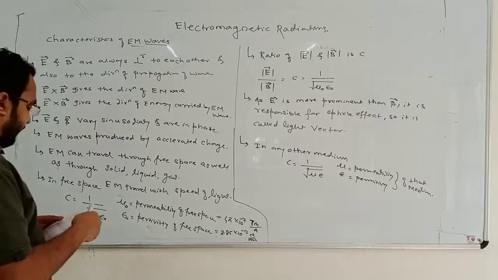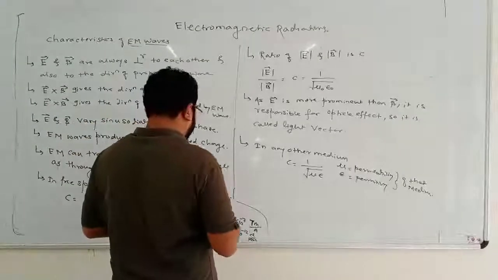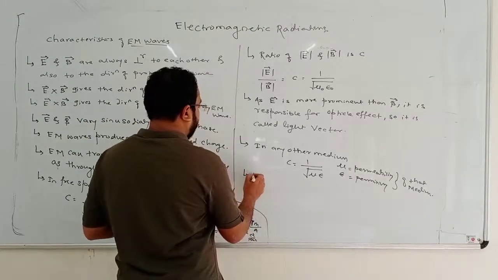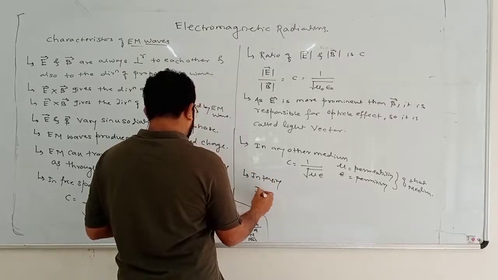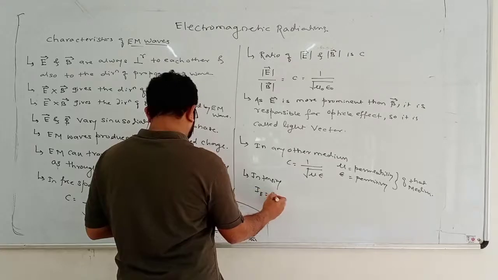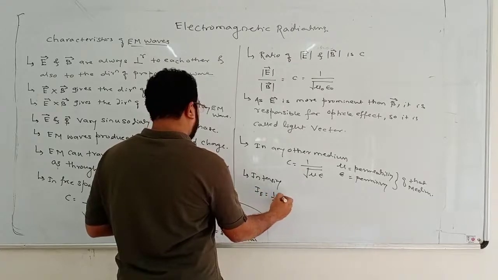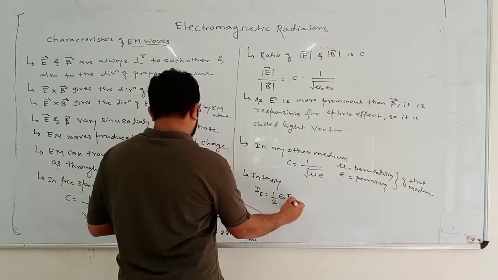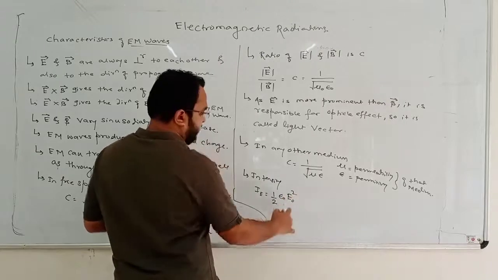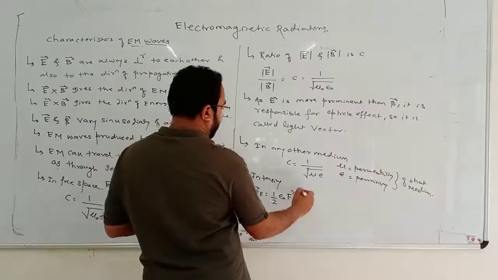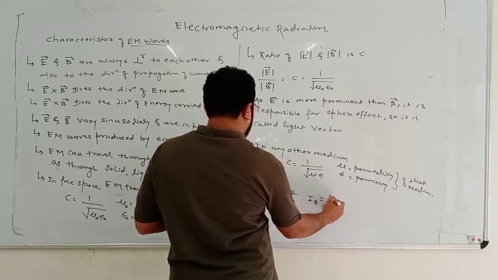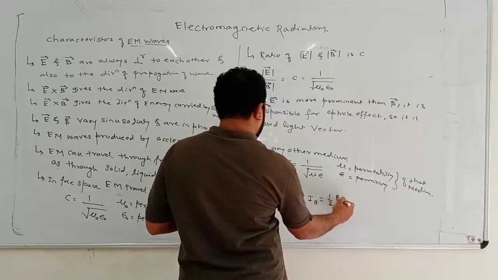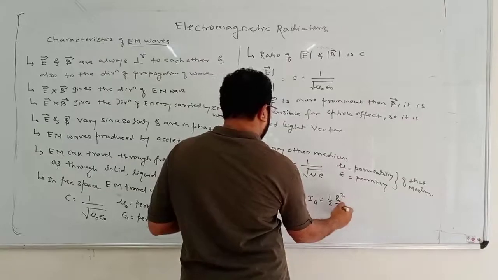And then intensity I, because of electric field, is half epsilon naught E naught square. This is electric field, this is permittivity. The intensity because of B is half B naught square upon mu naught.